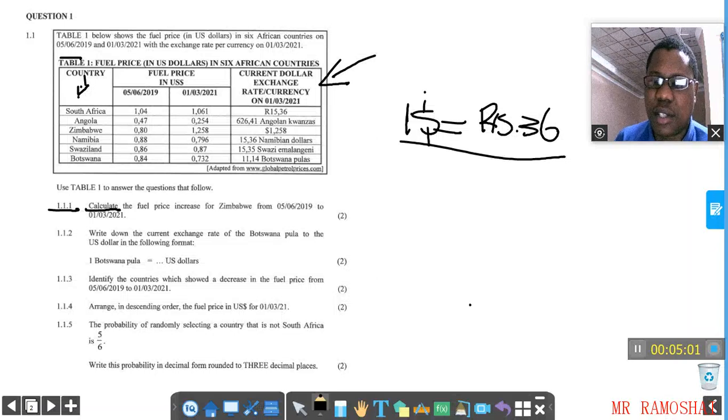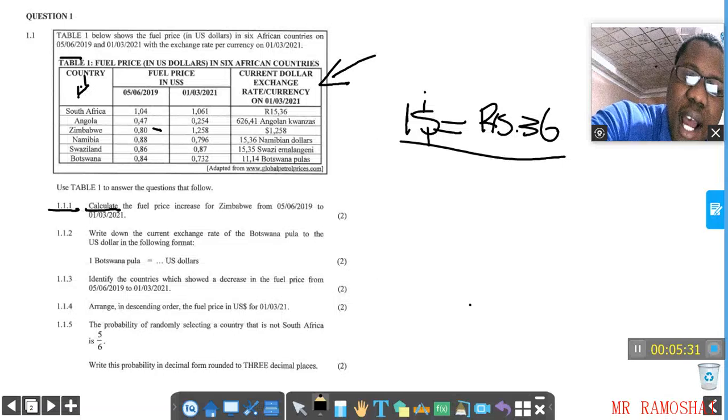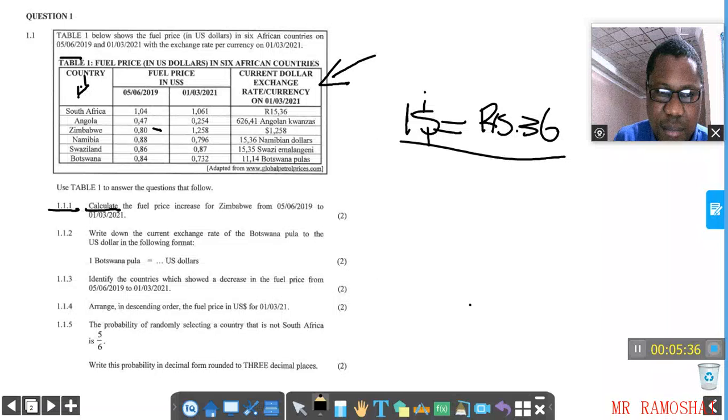Right, what they want to know here is how much the price of fuel increased by, you understand? Because when you go to Zimbabwe here, we can see that in 2019 the fuel price was 80 cents, right? So when you look here, the price has gone up, so we need to know how much the price went up by, you understand? So it's going to be simple.